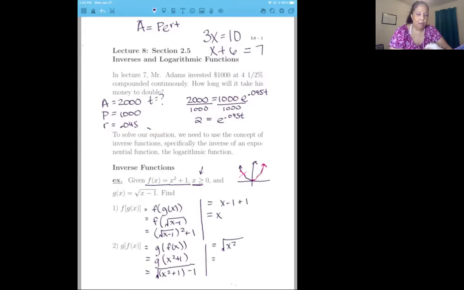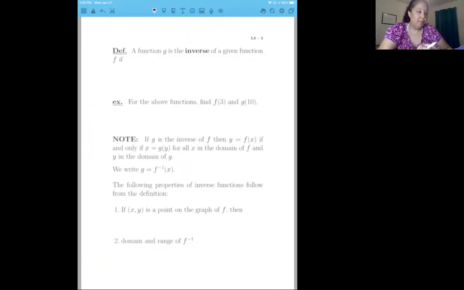Now remember, I have x greater than or equal to 0, so that I know I can take the square root of that. So I end up with x. When I compose both of these, I got x each time. And when that happens, that means they're inverses of each other.